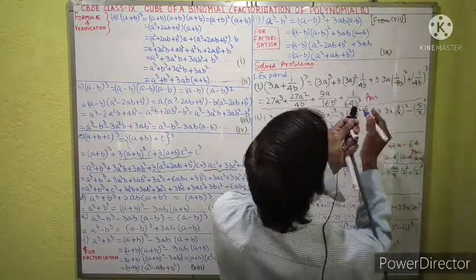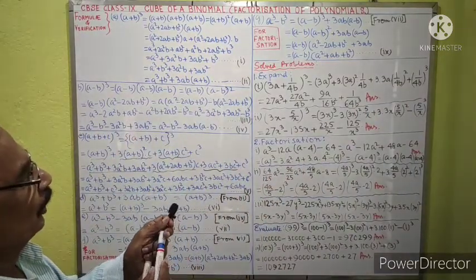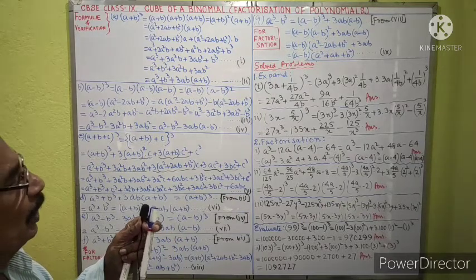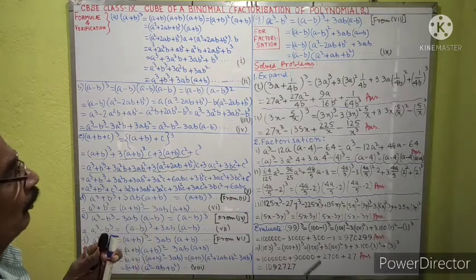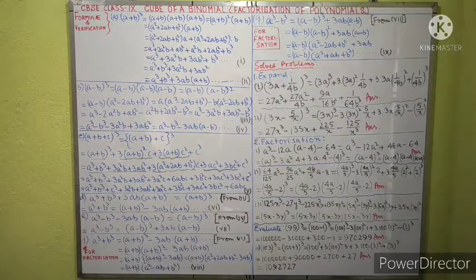So we have taken (a minus b) common, and (a minus b) whole square equals a square minus 2ab plus b square, plus 3ab. When we are adding, we are getting (a minus b) into (a square plus ab plus b square). This is number 9. Number 8 and number 9 are used for factorization.